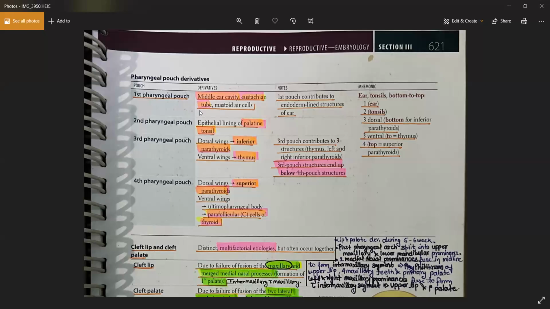The cleft will be forming the outermost, that means the ear canal. And the arch will be forming the malleus and incus, a part of the middle ear cavity. And the first pouch will be forming the other structures which are present in the middle ear cavity, the auditory tube, and the mastoid air cells.